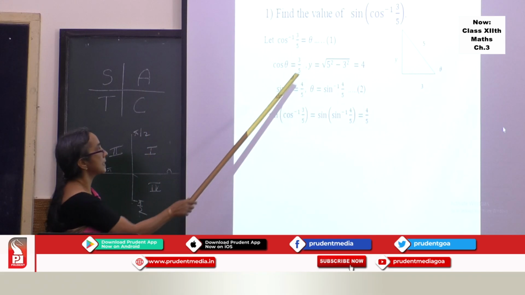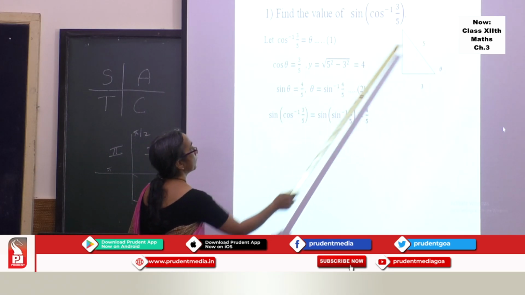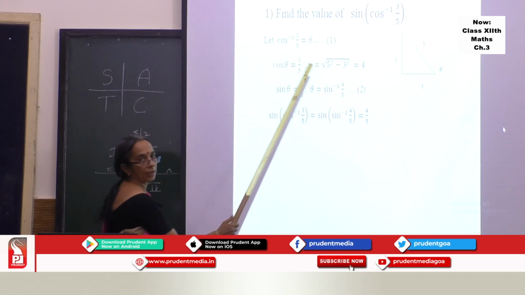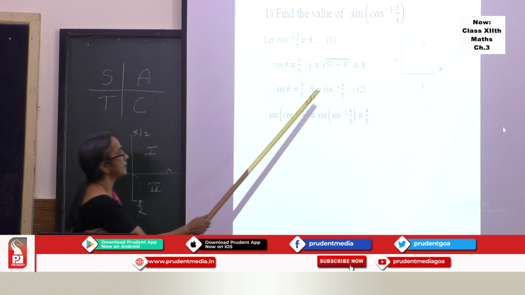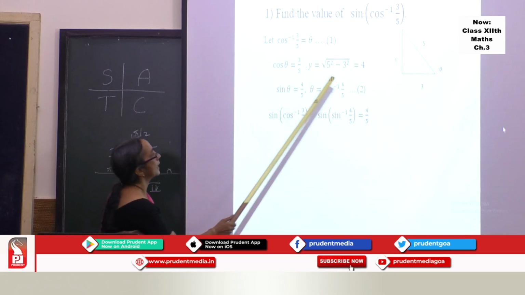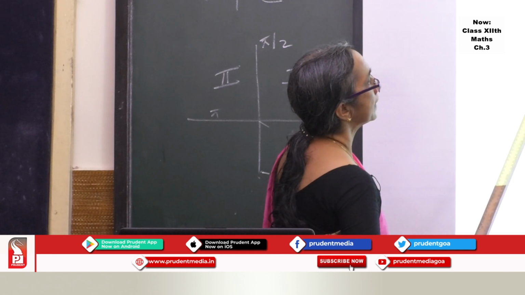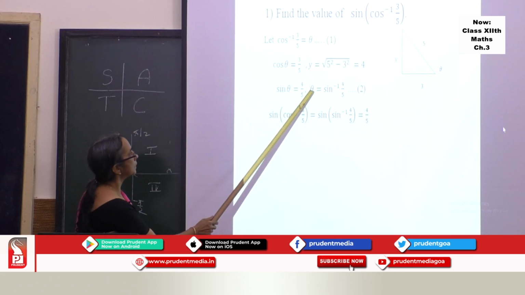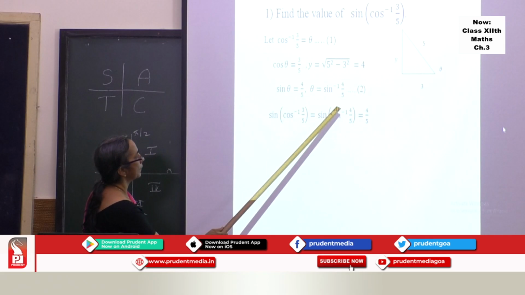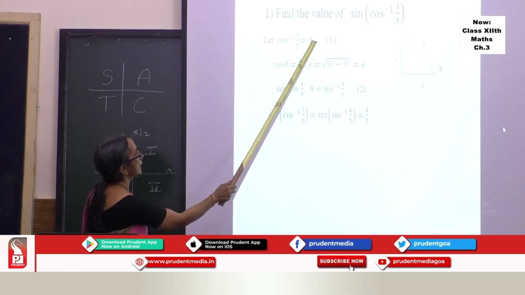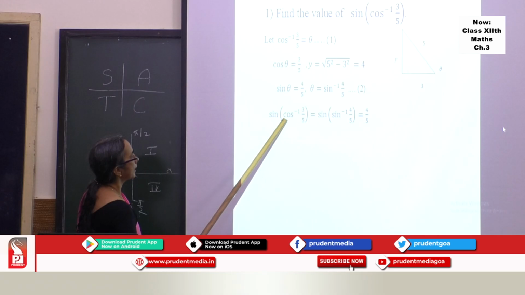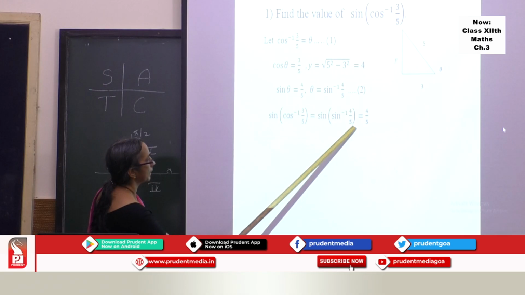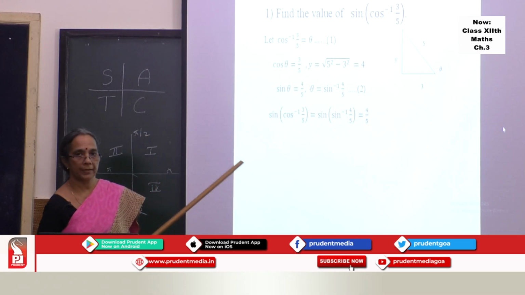You know cos theta is adjacent upon hypotenuse. So, let me take opposite as y. By Pythagoras theorem, y is equal to root of 5 square minus 3 square, which is 4. Therefore, sin theta is opposite upon hypotenuse, which is 4 upon 5. Therefore, theta is sin inverse of 4 by 5. So, both are theta. So, you can write sine of cos inverse of 3 by 5 as sine of sin inverse of 4 by 5, which is equal to 4 by 5.